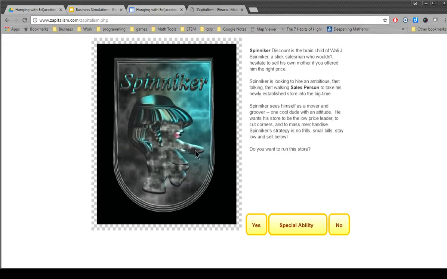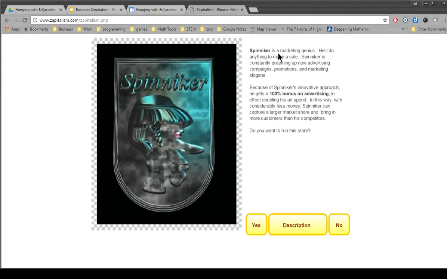And of course, if you have the game open, you can be exploring this as well. And it's the same idea. Notice here, this is Spinnaker, sorry. Spinnaker sees himself as a mover and groover, one cool dude with an attitude. He wants his store to be the low price leader, so to cut corners and to mass merchandise. Spinnaker's strategy is no frills, small bills, stay low and sell below. So this is a strategy, and it actually is associated with some special abilities that this store owner would have.